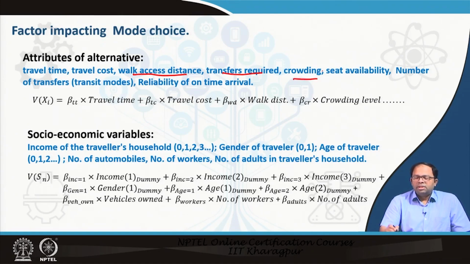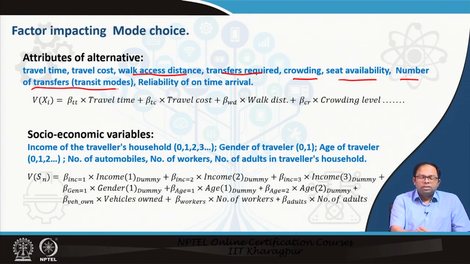Then the crowding level within the bus, seat availability within the bus, and number of transfers, this is only for the transit mode, and reliability of on-time arrival, that means how reliable this particular mode is. All these are different modal characteristics which we can include in our model.